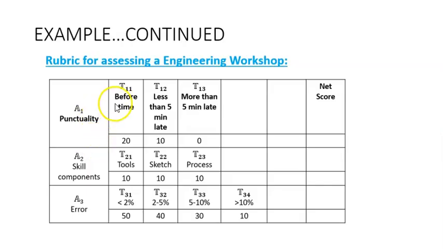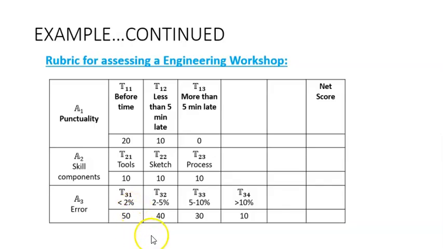Similarly, the set S3 will be 50, 40, 30, 10. They're corresponding to 2%, 2 to 5, 5 to 10 and 10%. We'll put this in the form of a table as shown here. These three, A1, A2, A3, are attributes. This T1, T11, T12, T13 are the threshold values. These are the scores for A1.